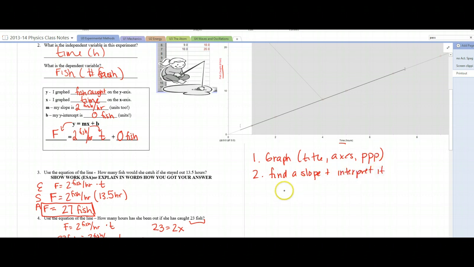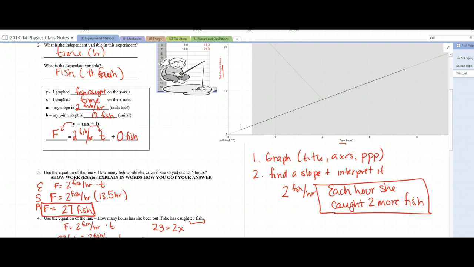So in this case, the fact that she caught 2 fish per hour means that each hour she caught 2 more fish. Okay, each hour she caught 2 more fish. That is what the slope means in words, and that's what you need to do with each one of these slopes. Notice you say each hour, not just she caught 2 fish per hour. That doesn't make sense because you're not actually defining the slope here. So each hour, she caught 2 more fish.